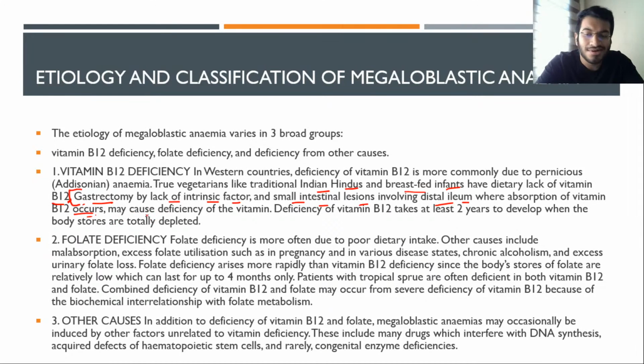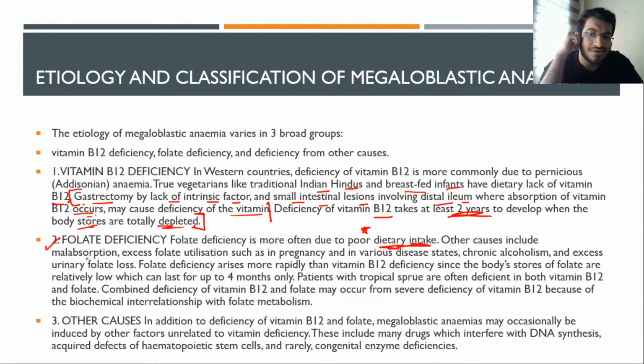So these all things may cause the deficiency of the vitamin. Deficiency of vitamin B12 takes at least 2 years to develop when the body stores are totally depleted. Then folate deficiency. Folate deficiency is more common due to the poor dietary intake.